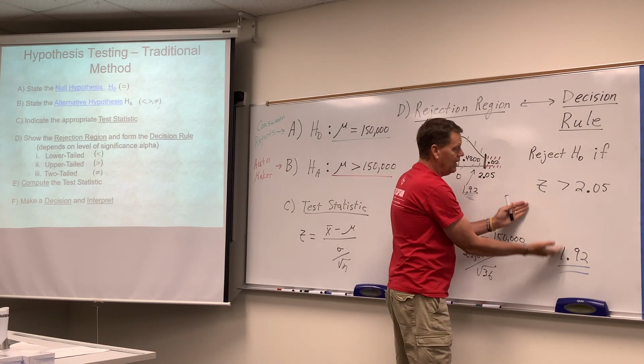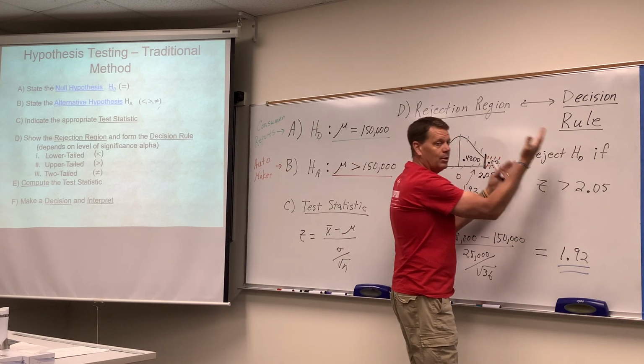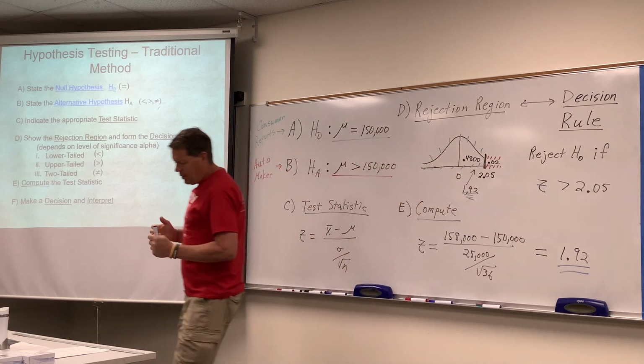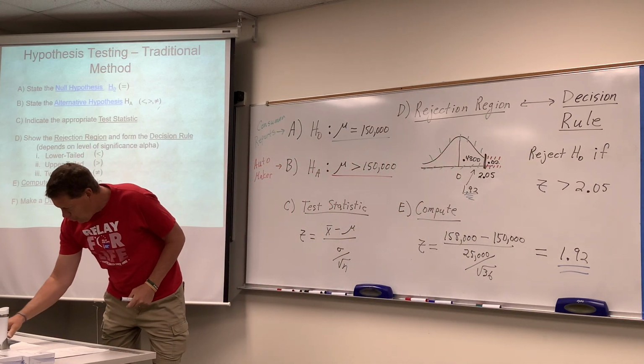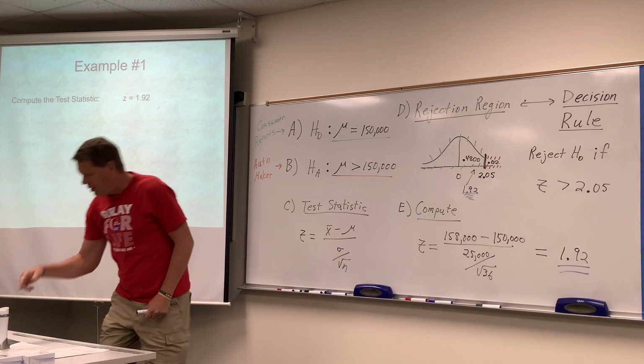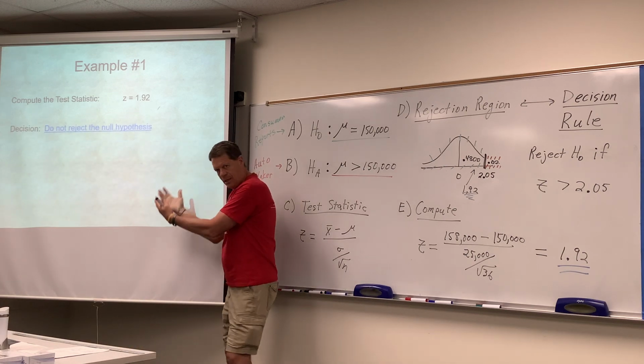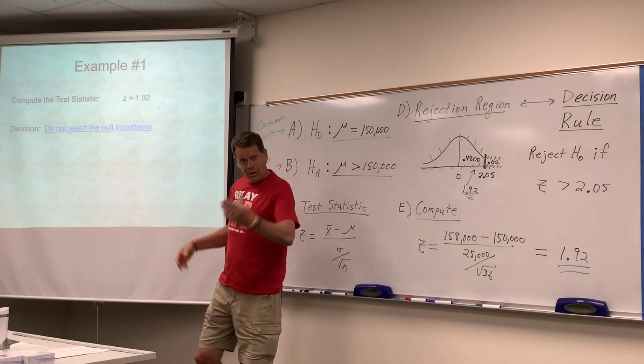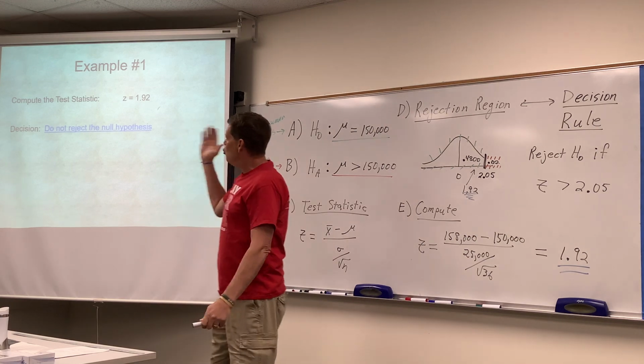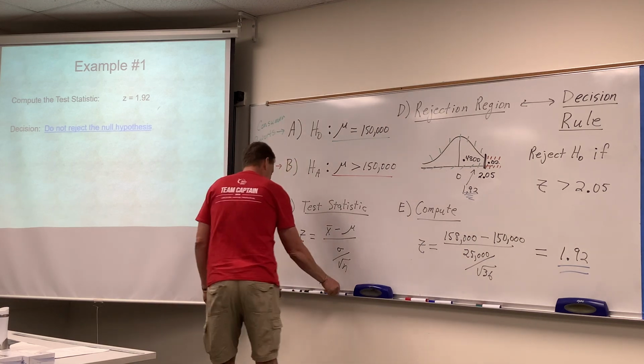Or you could say, that number's not bigger than 2.05. I'm not going to reject the null hypothesis. I don't care which way you reason it out. One way or another, you hopefully come to the conclusion, as you see on this slide. Maybe it's hard to see it on the screen, but you have it on the printout. Do not reject the null hypothesis.